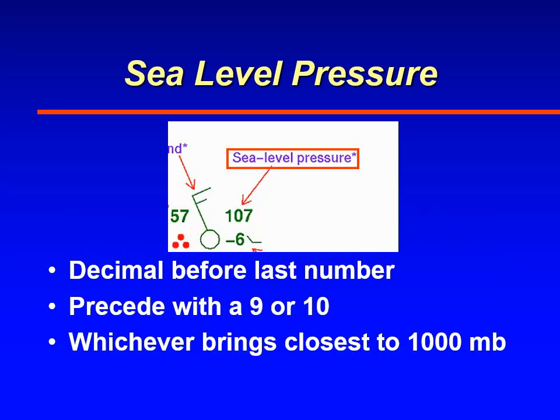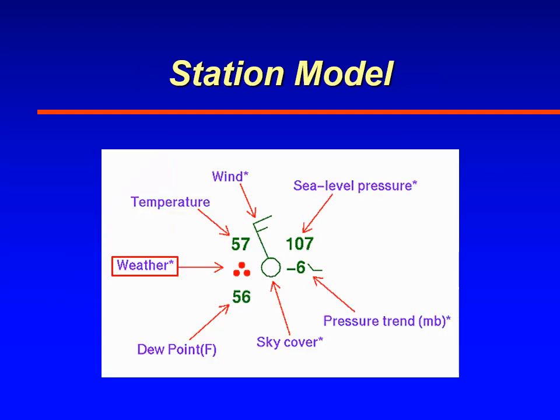So this is how it's represented on the station model. They put a number, sea level pressure, 3 numbers, and you need to either add a 10 or a 9 to the beginning and a decimal point in front of the last number to get it closest to 1,000. And so sea level pressure is reported to the nearest tenth of a millibar or hectopascal.